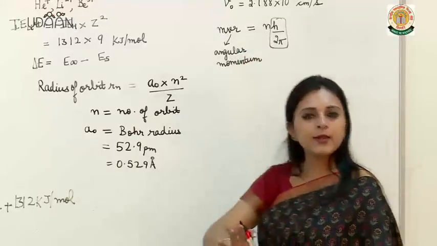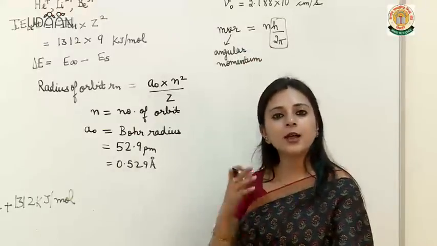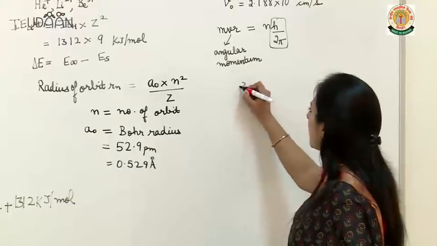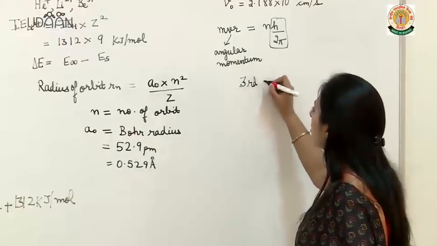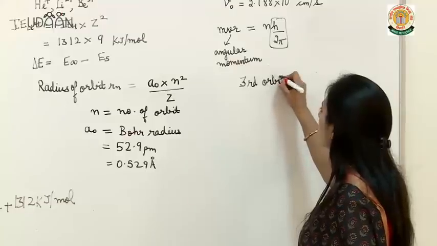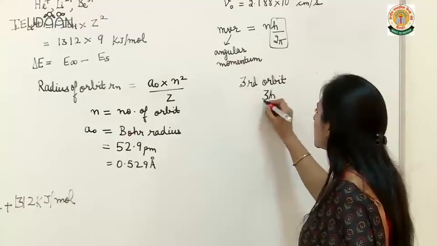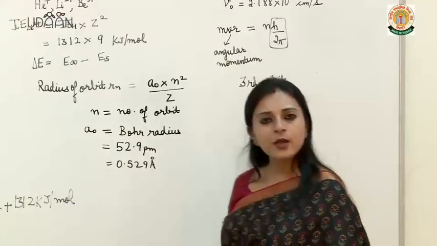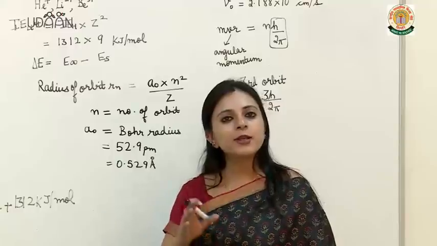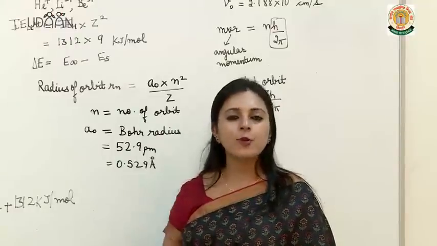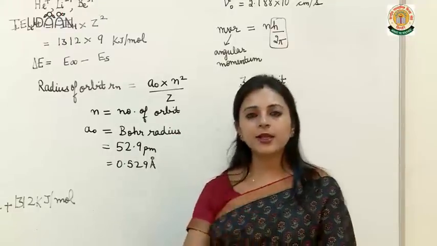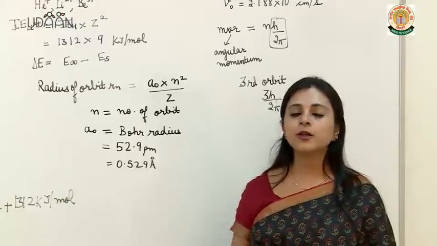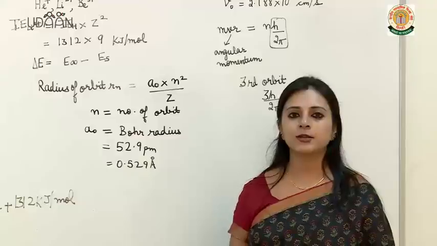Now suppose I want to find out the angular momentum of an electron in the third orbit. My answer would be 3h by 2 pi. In the fourth orbit, 4h by 2 pi. So that means it is always an integral multiple of h by 2 pi. So what do I mean? That like energy, the angular momentum of an electron in a particular orbit is also quantized.